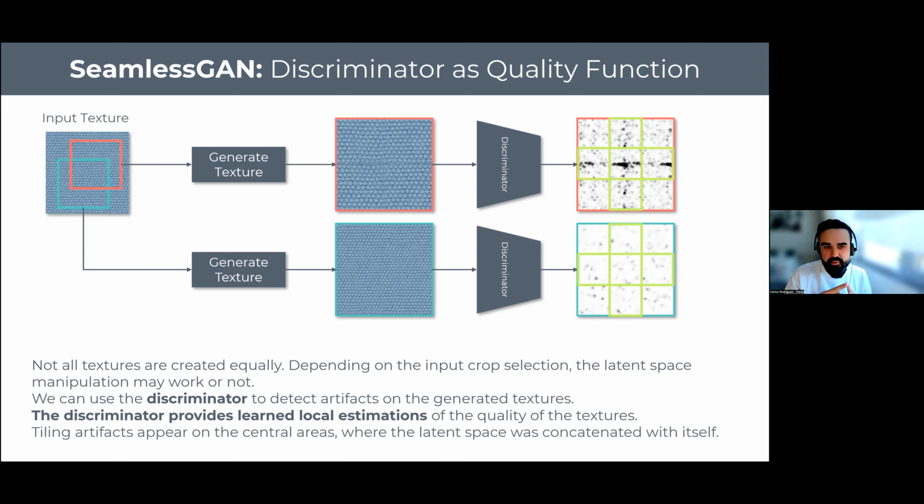We also see that the artifacts are present usually in the middle part of this discriminator output because of the latent space tiling. So we only look for artifacts in that area. So what you would do is sample multiple times, and the ones like the red one, you discard, and the one like the blue one, you approve. So this is our sampling algorithm.